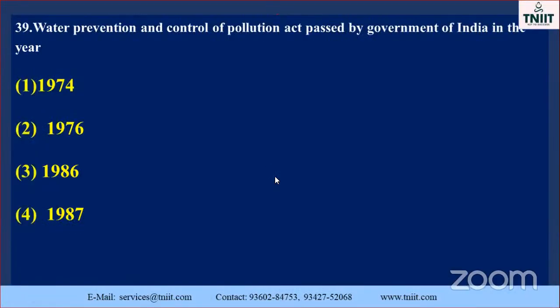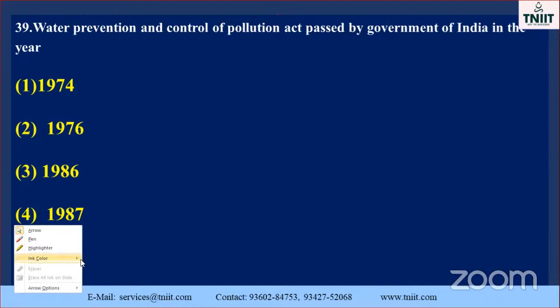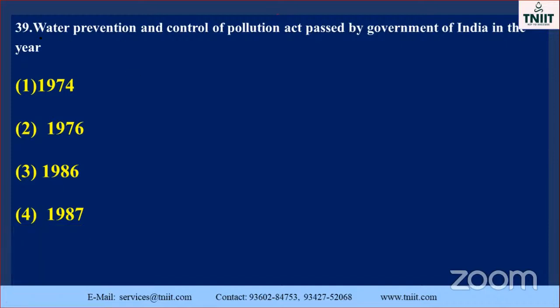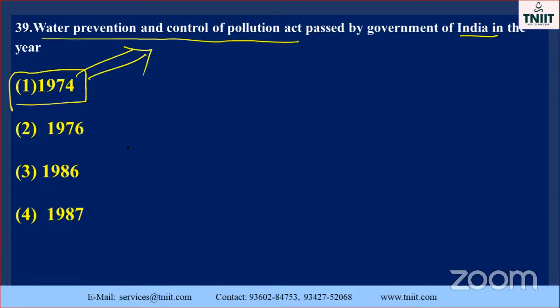See here. Go to the next one. Water Prevention and Control of Pollution Act. Already we discussed it in the match the following. Once upon a time we saw this one. Water Prevention and Control of Pollution Act passed by Government of India. Which year? You already know about it. Water Prevention and Control of Pollution Act was passed by the government in the year 1974. Others will not come. So 1974 only. This is also a direct question. Already I told you, yes, definitely it comes. And days also.